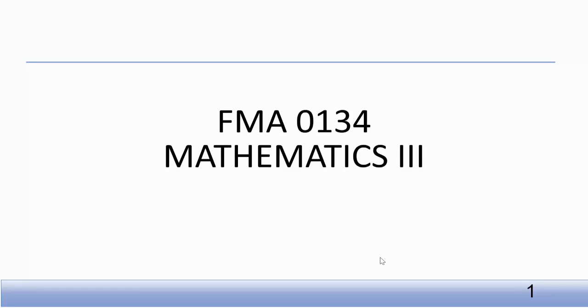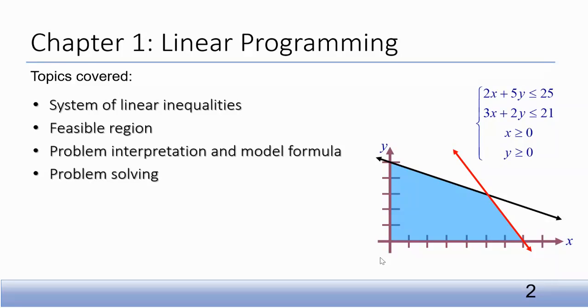To FMA 0134 Mathematics 3. Today we're going to learn chapter 1, linear programming. In this linear programming, we're going to cover systems of linear inequalities consisting of only two variables.